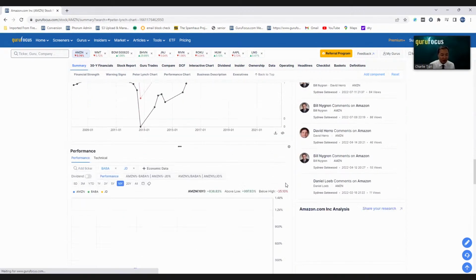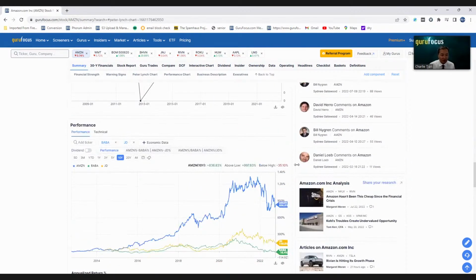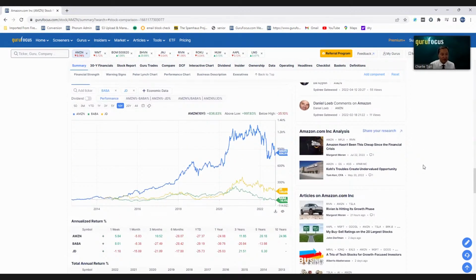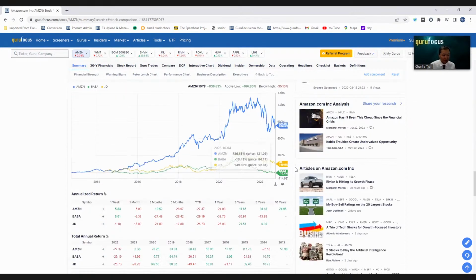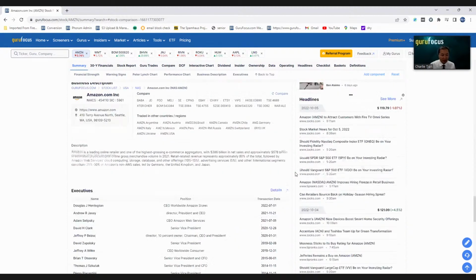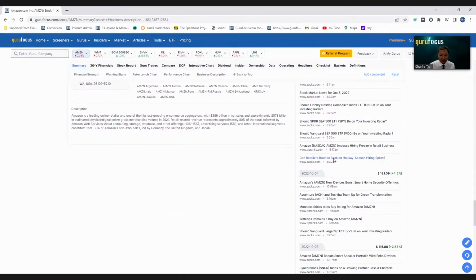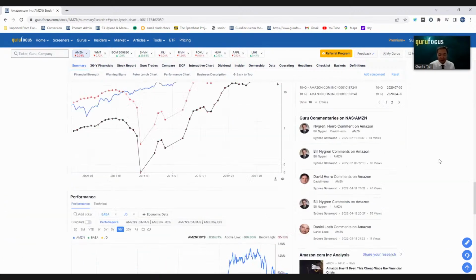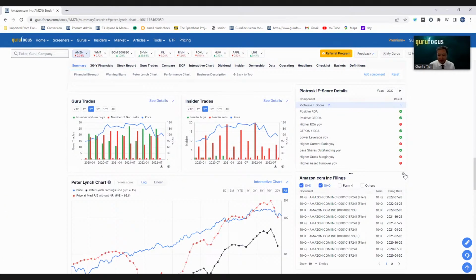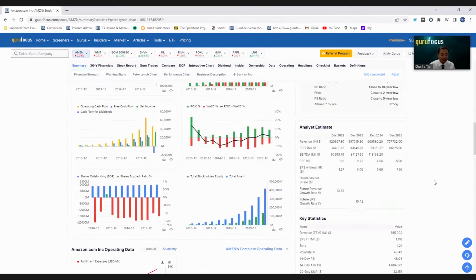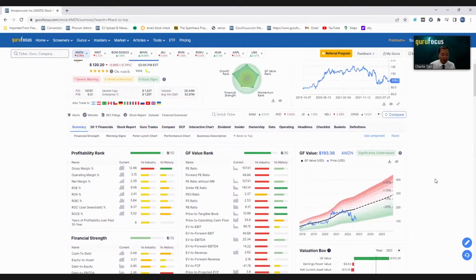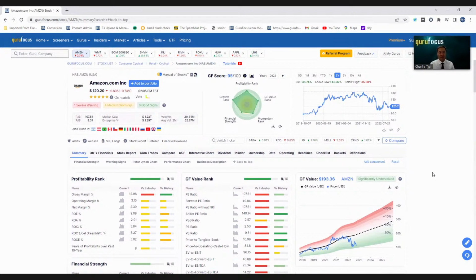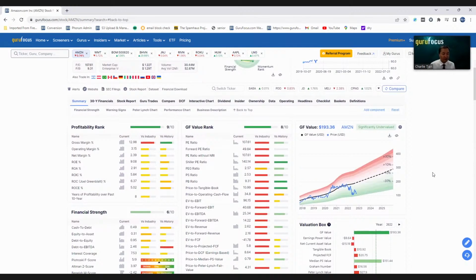This is the Peter Lynch chart. The performance chart. Okay, this is a performance chart which compares the different companies, and these are the executives. I don't think I want to see them, so I just remove them. It makes the page load faster if I remove the contents that I don't check that much. I can move things into different places, so that it works better for me.